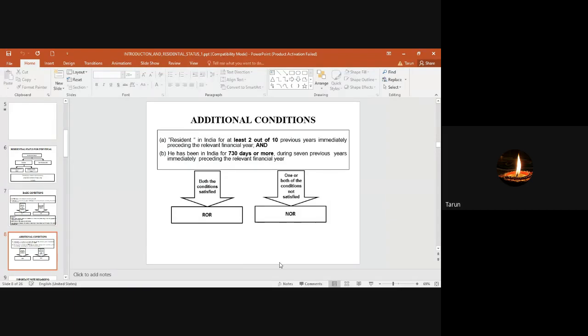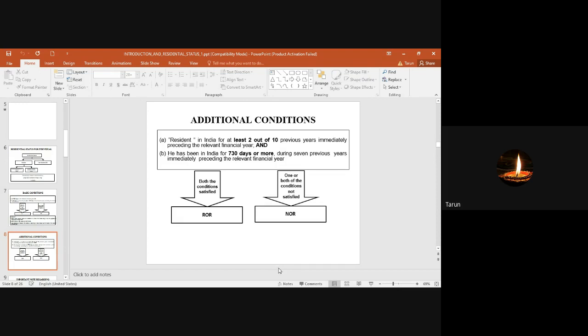So if you are a resident in India, you have to spend at least 2 out of 10 previous years immediately. First point is you are a resident, but you have to fulfill these two conditions. So to satisfy the ordinary resident of India, a particular individual has to spend 2 out of 10 previous years immediately preceding the relevant financial year.